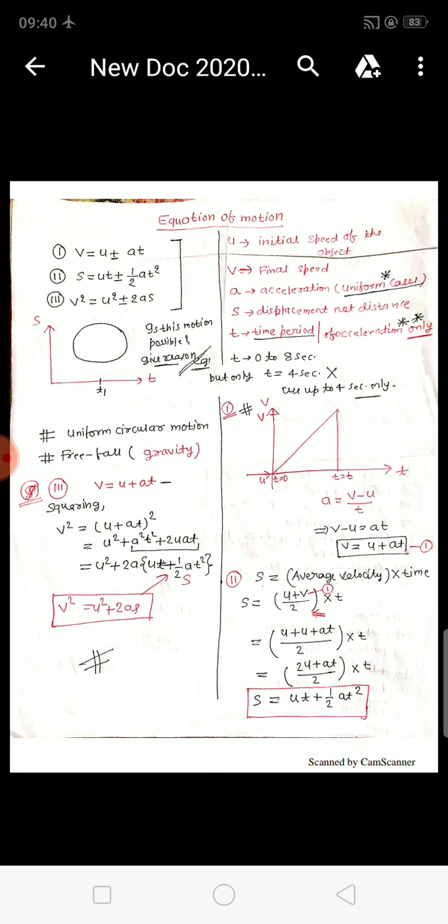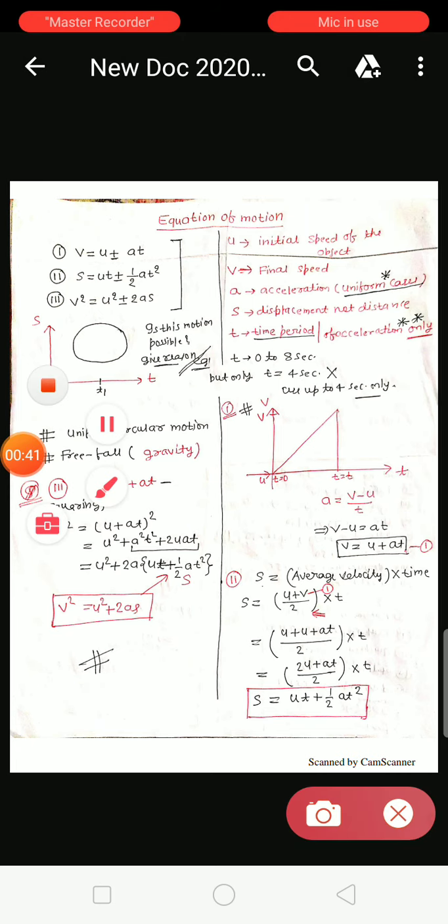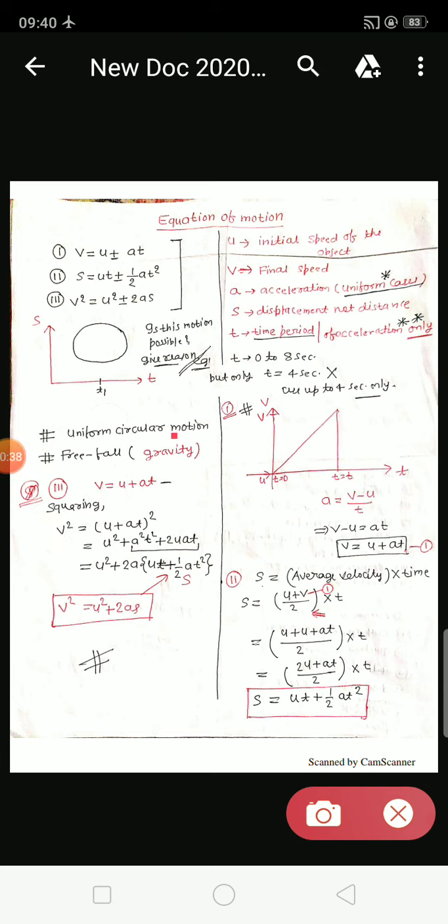So in the motion chapter there are two topics which I want to touch on, that is uniform circular motion and free fall. Free fall I will tell you in the gravity chapter so that your concept will be built up regarding free fall. And uniform circular motion, I already discussed something in circular motion. In detail, I will again deliver one lecture on that topic only.